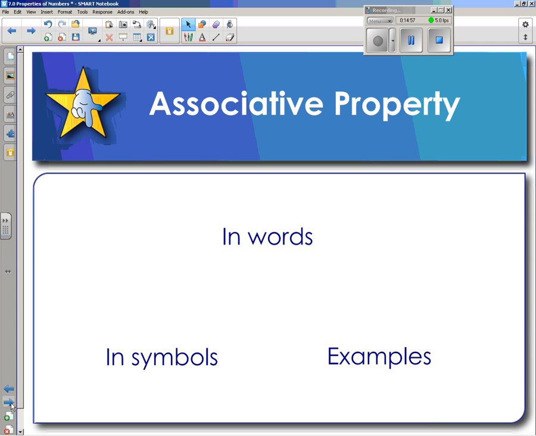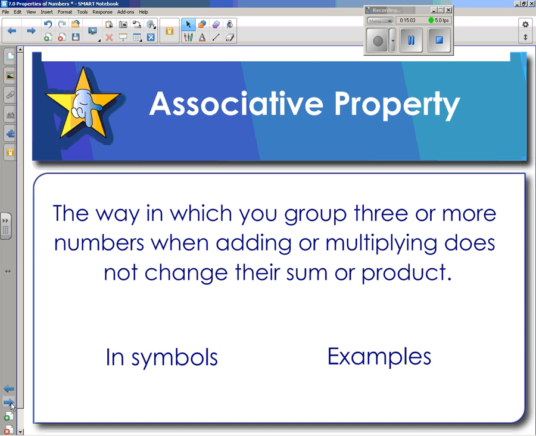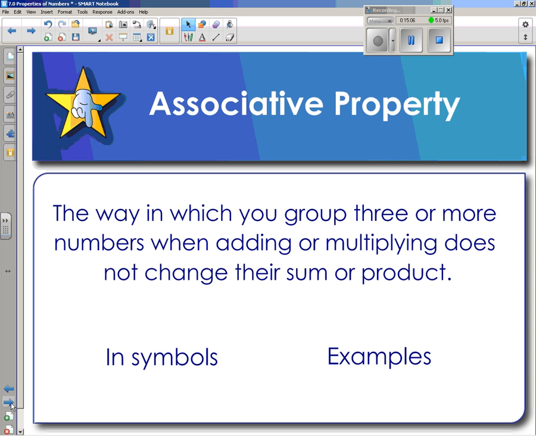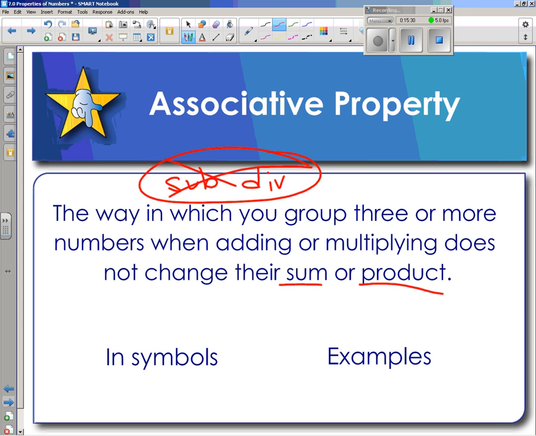commutative. The associative property. In words, the way in which you group three or more numbers when adding or multiplying does not change their sum or product. I will say again, sum and product. If you only have addition, you're good to go. I'm sorry, guys. If you only have multiplication, you're good to go. But if there is any subtraction, if there is any division, you need to be so careful because the associative property doesn't work.